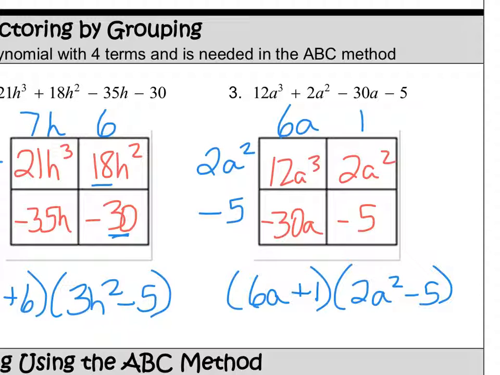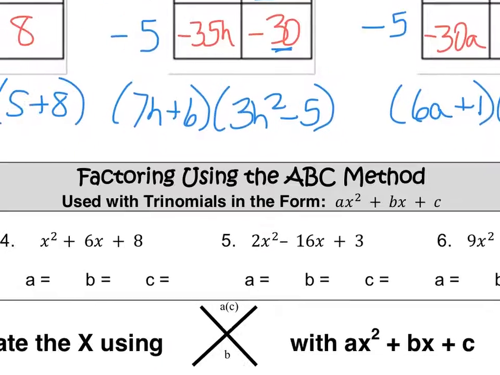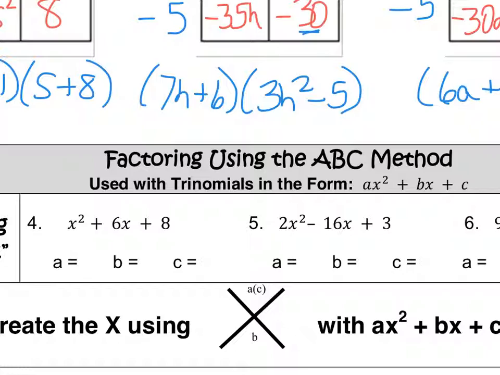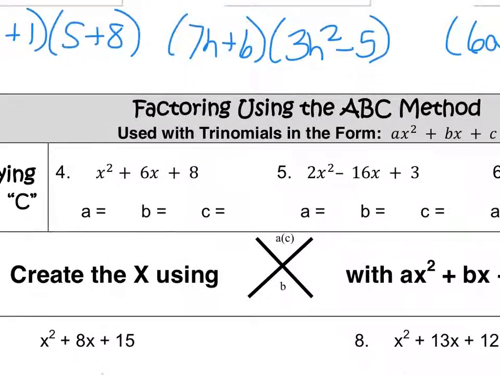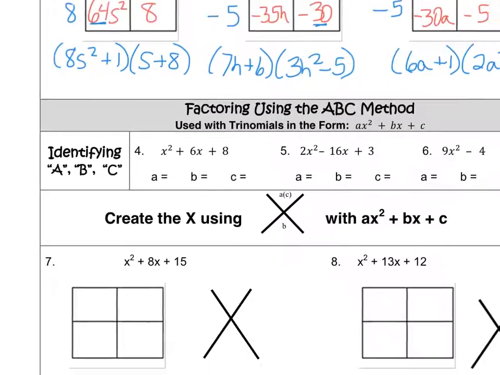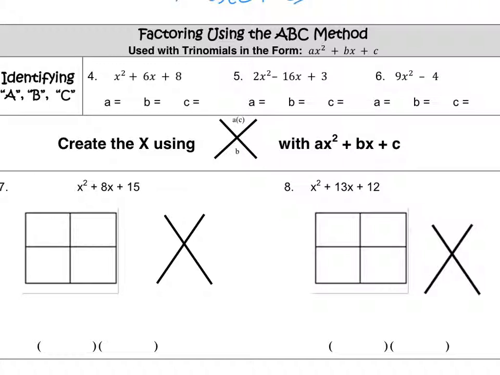Okay, so the answer is 6A plus 1 times 2A squared minus 5. All right, so that's if we're dealing with 4 terms, we put them in the boxes. Now let's talk about factoring a typical quadratic. It'll be a 3-term, sometimes a 2-term. The biggest thing you really need to know, well, there's a lot of things you need to know.